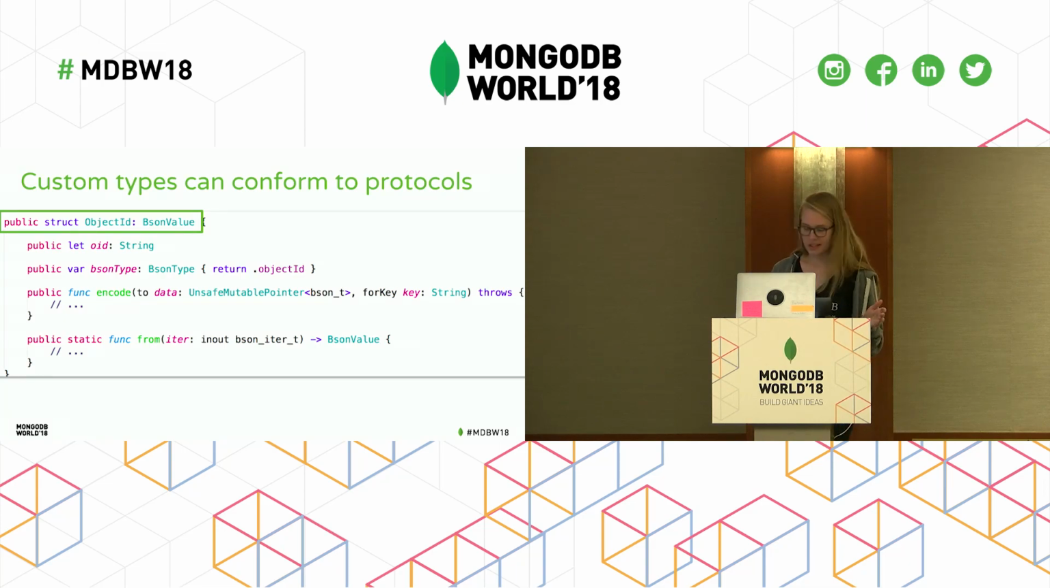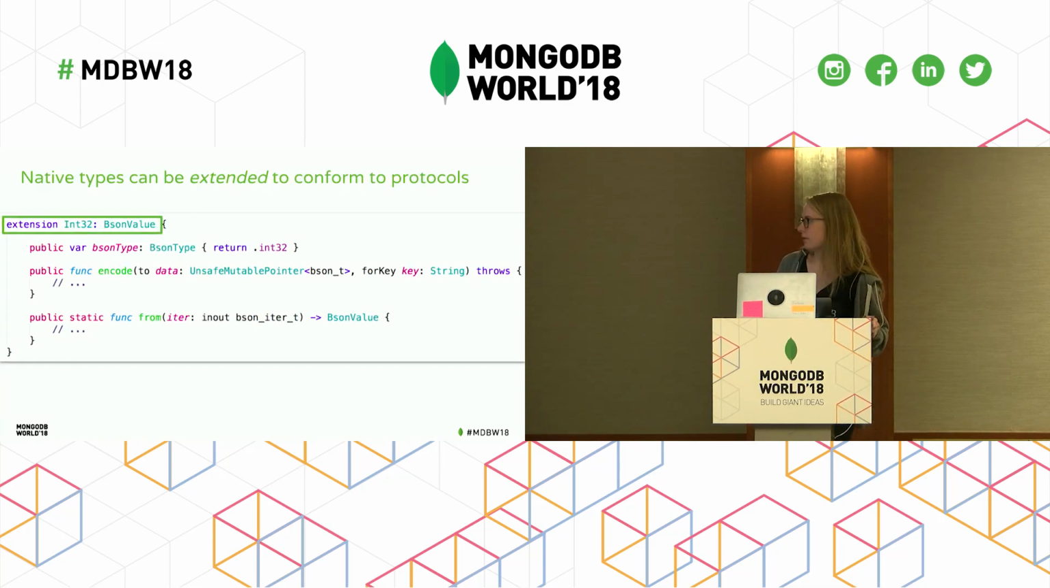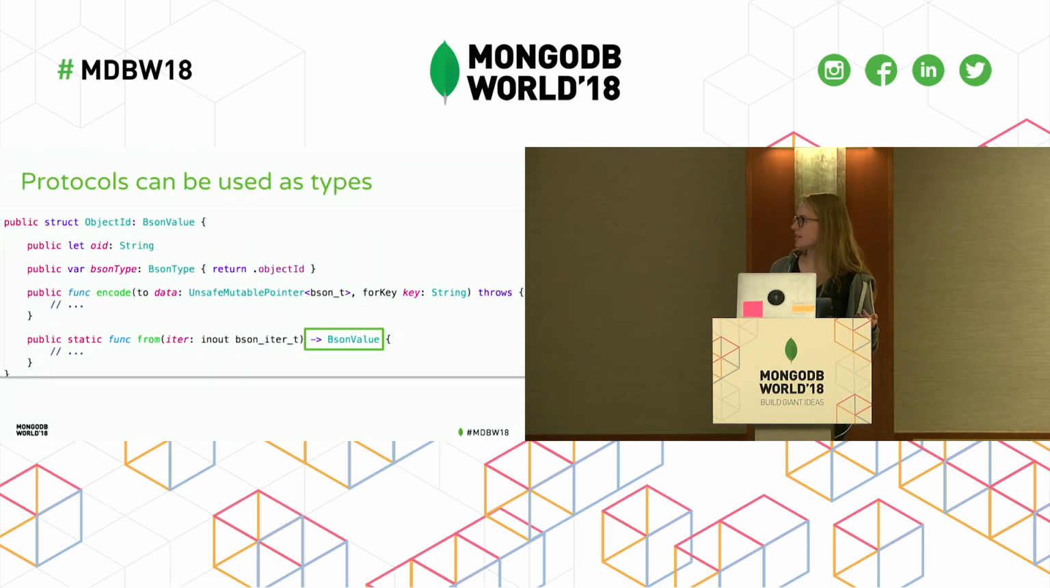And we also are able to extend built-in types to conform to the protocol. And so this is really powerful because it gives us this grouping of our own types and these built-in types together. And something nice about protocols is that you can use them as types. You might have already noticed me doing that, but I can say that like a function returns a BSON value, and then that will allow me to return a value of any type that is a BSON value.